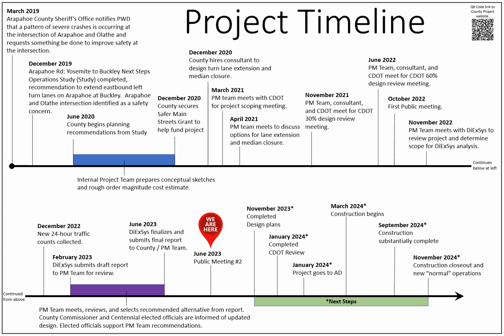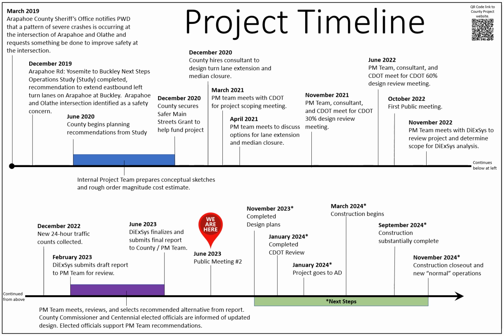In March of 2019, the Arapahoe County Sheriff's Office contacted Arapahoe County Public Works and Development Traffic Operations to notify them that a pattern of severe crashes was occurring at the intersection of Arapahoe and Olathe. The Sheriff's Office requested that PWD consider improving safety at the intersection due to the number and the severity of the crashes.